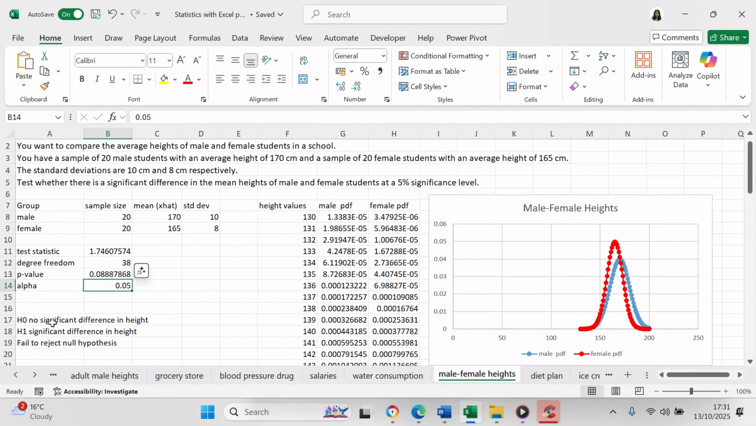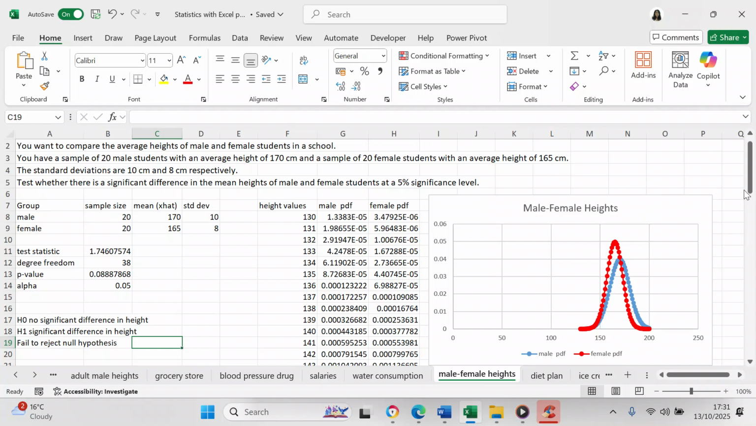Now the null hypothesis is there's no significant difference in height. The alternate hypothesis, which can be written as either HA or H1, is there is a significant difference in height. So we're going to interpret it. If B13 is less than B14, then you reject the null hypothesis. Otherwise, you fail to reject the null hypothesis. But since B13 is greater than B14, which is the alpha, you're going to fail to reject the null hypothesis.